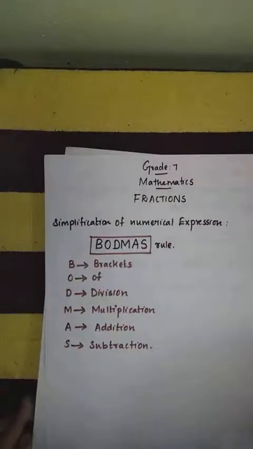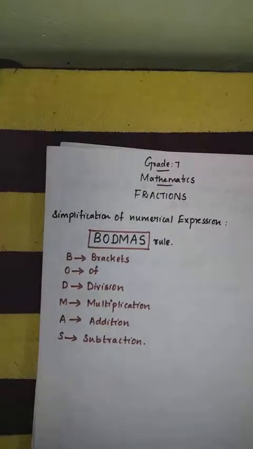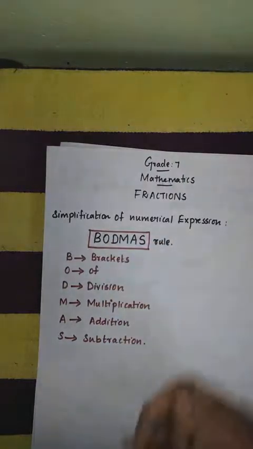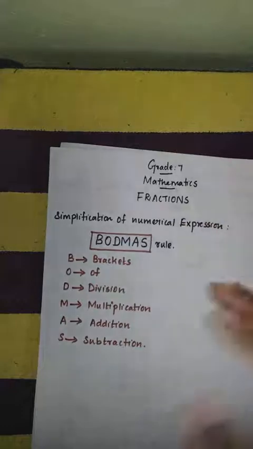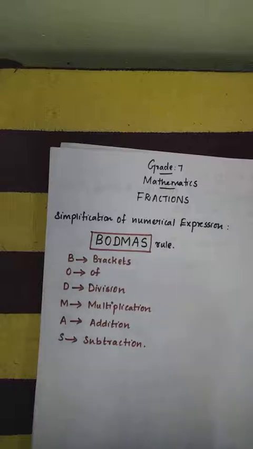Clear? Understand? So the main thing is, if the numerical expression includes mixed operations, we need to follow the BODMAS rule. BODMAS rule is nothing but the order. B means brackets. First we need to solve the brackets. O means of. Of means multiplication. Then D division. Then multiplication, addition, subtraction. First we need to solve the brackets. Then of, division, multiplication, addition, and then subtraction.